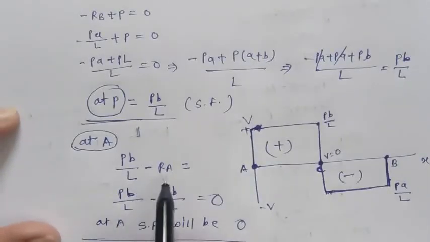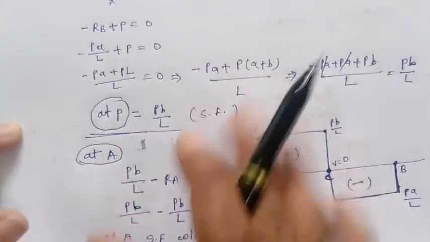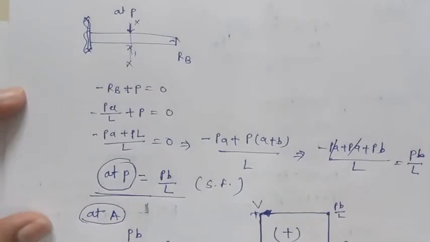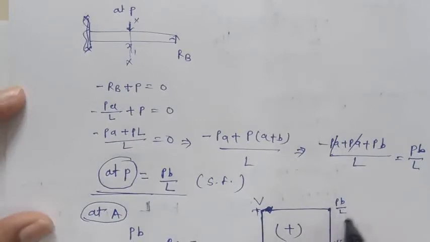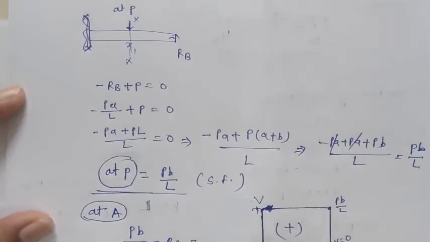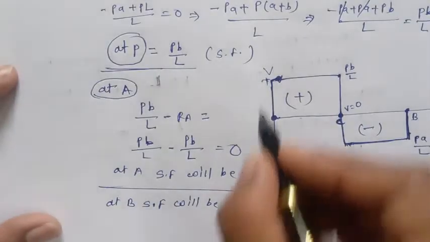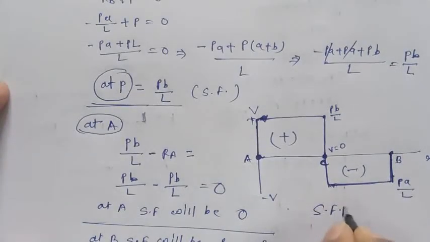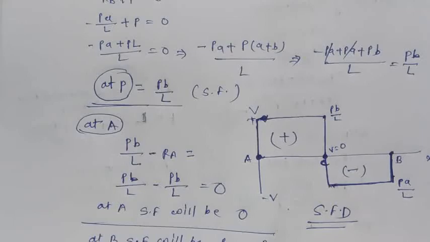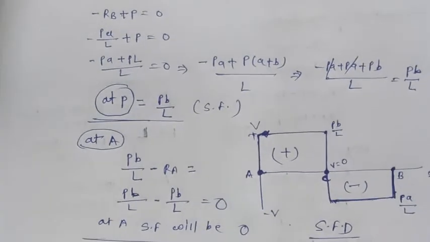So PB by L minus RA we have calculated, so PB by L minus PB by L equal to 0, because PB by L is constant up to P. This is the downward, so it will be positive, and here it is upward, this will be negative, so PB by L minus RA. So here its value is 0 at A. So this is the shear force diagram for this simply supported beam having the point load at the center.